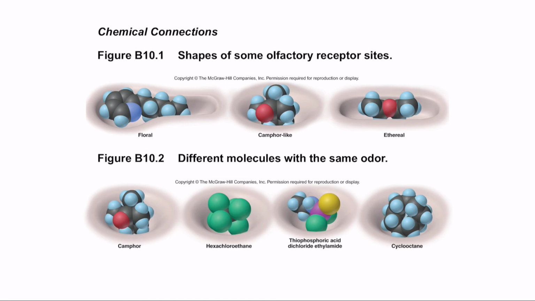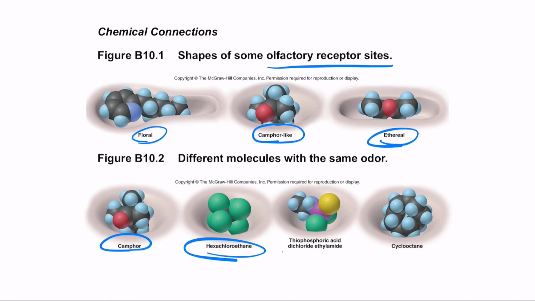Now, why do we need to know the shape of molecules? Remember that your olfactory receptors are specifically shaped to accept a certain molecule, and only if that molecule enters there will the olfactory sensor be able to detect it. That's how you can sense floral smells, camphor-like smells, and ethereal smells. Some molecules can have the same smell even though they have different compositions, where they have a similar overall shape, like camphor, hexachloroethane, thiophosphoric dichloroethylamide, and cyclooctane.